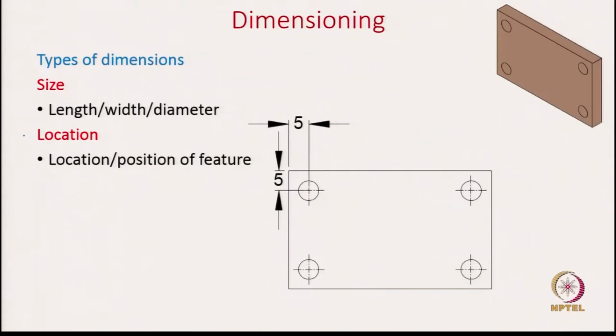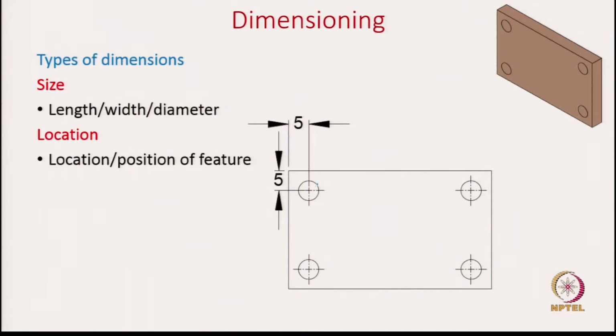The answer is we need more information. What is the other information we need? We need to know where these holes are spaced. So in other words, we need to know the location of these features, the location or the position of this feature.